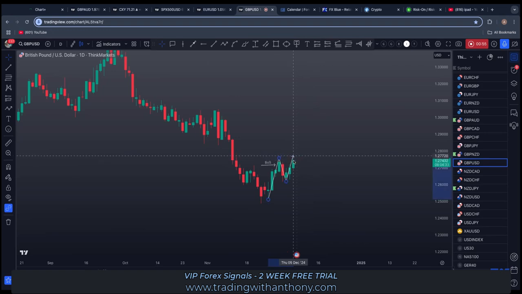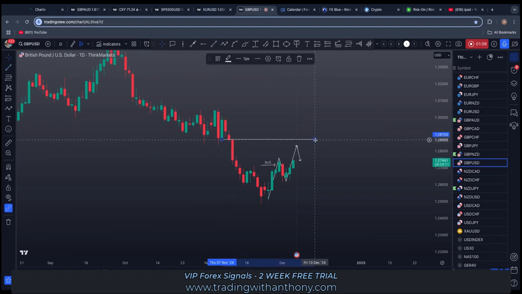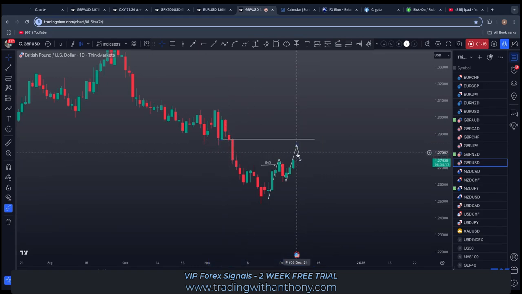Look, a true break of structure would be a continuation and a pullback, something like that. So I'm looking at a potential target around the high of this daily candle here. See through this thin candle, we've got resistance up in here.